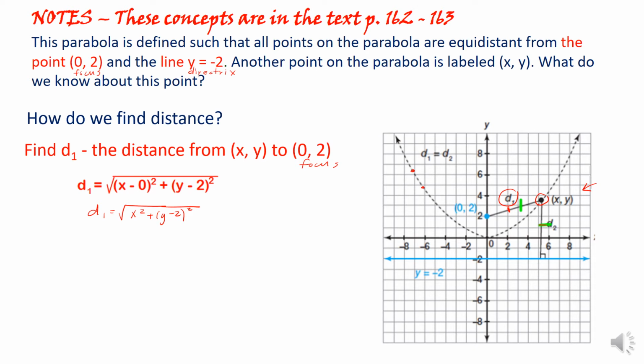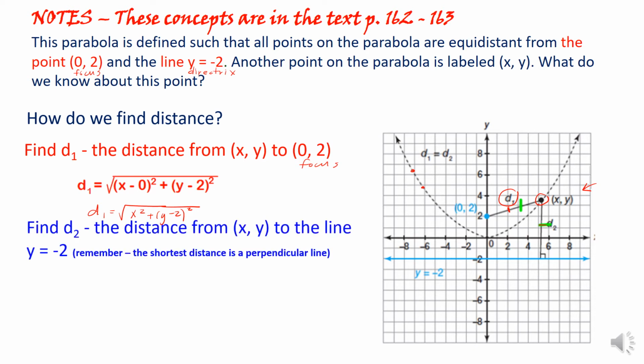So now we're going to find the distance from (x, y) to the line. Remember, the shortest distance is a perpendicular line, so make sure you do that. And that would be our equation. If we simplified, it would be the square root of (y plus 2) squared, because x minus x equals 0. So remember, this is going to be one of the key things that you do in this section. You want to understand that you're finding the distance from any point on the parabola to the focus and straight down to the directrix.